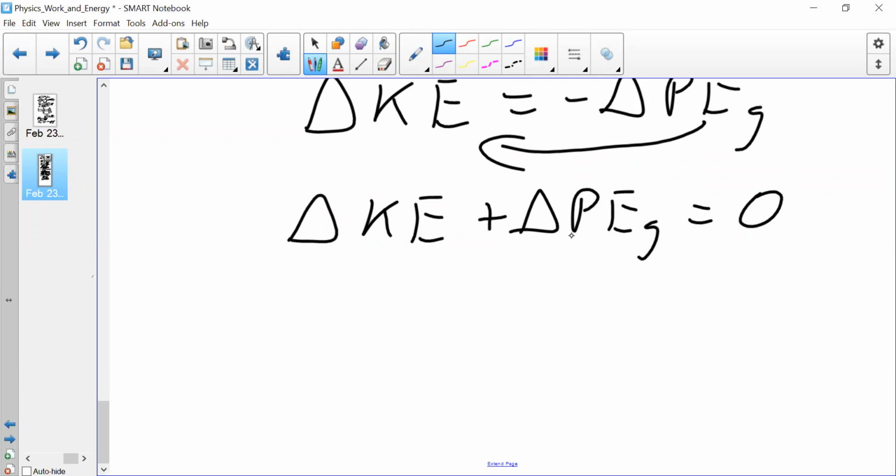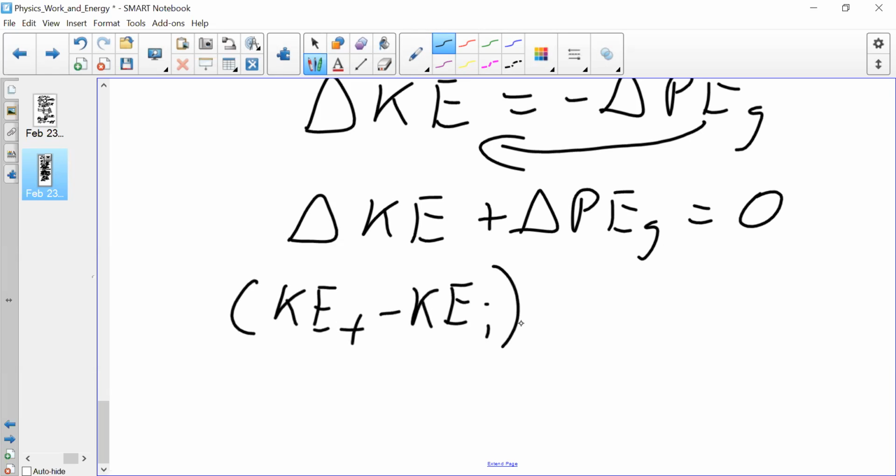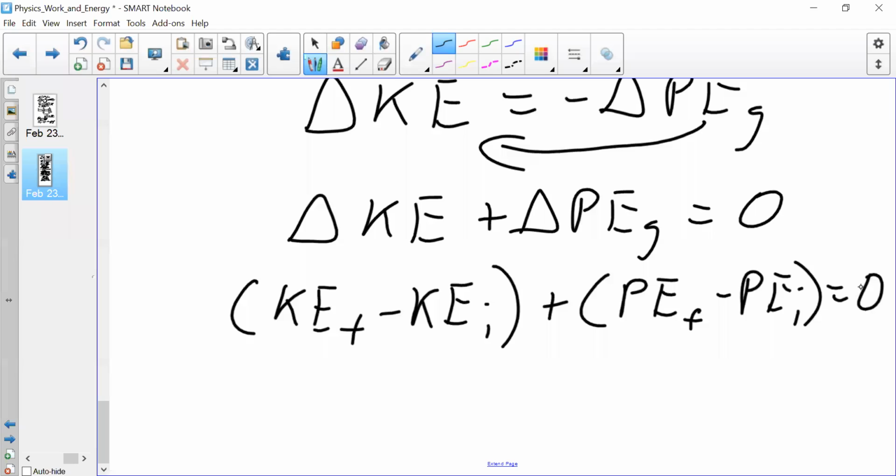Now I'm going to expand this into their basic forms. Change in kinetic energy is going to be final minus initial kinetic. And then gravitational is going to be final minus initial equals 0. So anytime you have a delta anything, you're going to be final minus initial. Delta x, delta y, delta v, in this case, delta KE and delta PE.